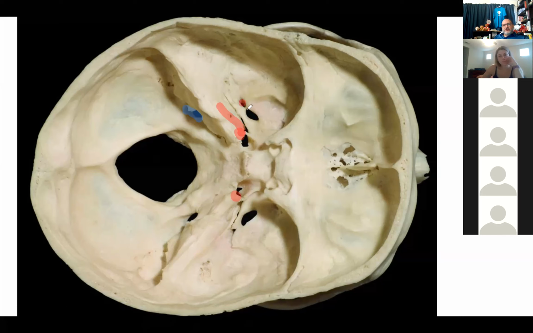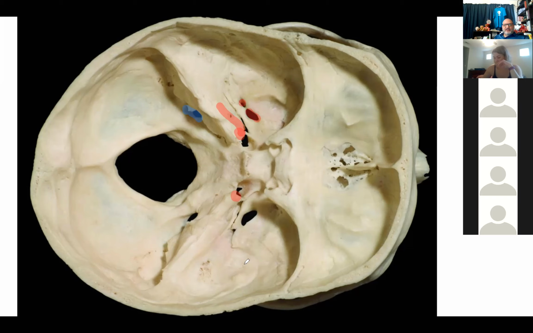The spinosum is always next to the ovale. Those are an easy landmark that's easy to find, right? The foramen magnum is an easy landmark to find. Find these easy landmarks, and from there, you should hopefully be able to find your other openings and identify those. All right, questions on that?